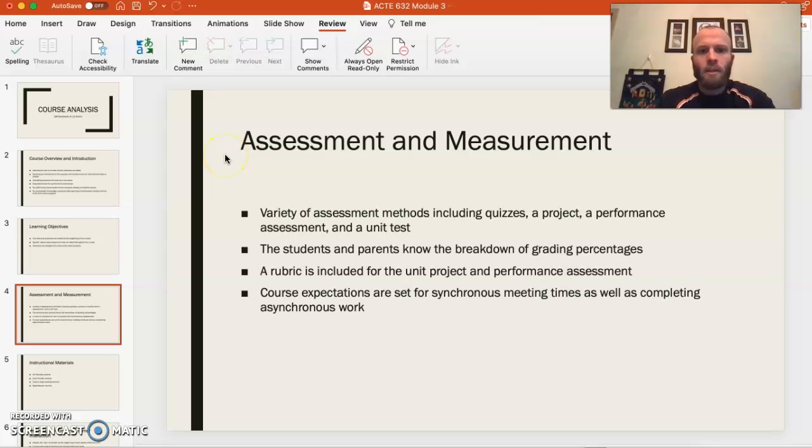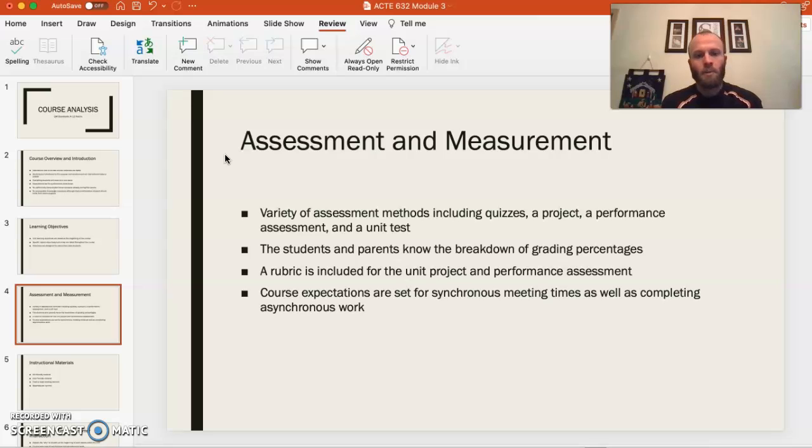So assessment and measurement: I do try to assess the students throughout this course in a variety of ways. So I have quizzes, a project they do, a performance assessment, and also a unit test. The students and their families are already aware of the grading breakdown. I go through it at the beginning of the school year. So they know the percentages, but basically for my district, summative assessments are 70% of the grade, formative assessments are 25%, and homework assignments that I grade are 5%.